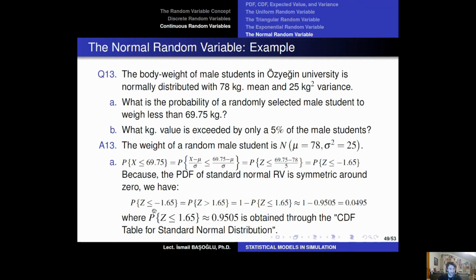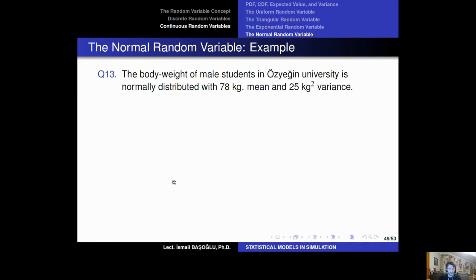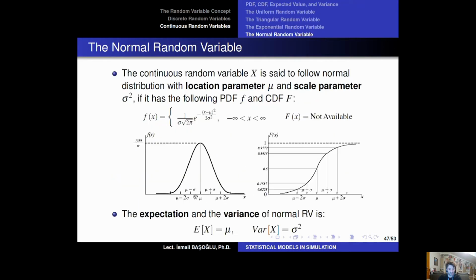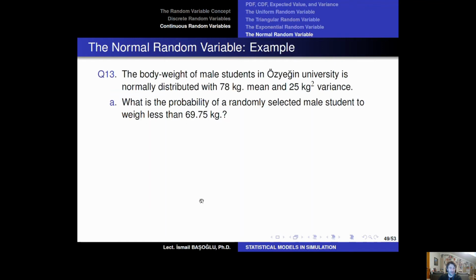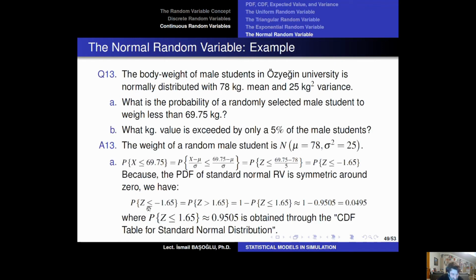Now, because we know that the PDF of a normal random variable is symmetric around the location parameter, right? And for a standard normal random variable, it is just going to be symmetric around 0, okay? So for such a random variable, which has a PDF symmetric around 0, the probability of it to be less than or equal to minus 1.65 is the same as the probability of the same random variable to be greater than 1.65. So this is the left tail probability and this is the right tail probability.